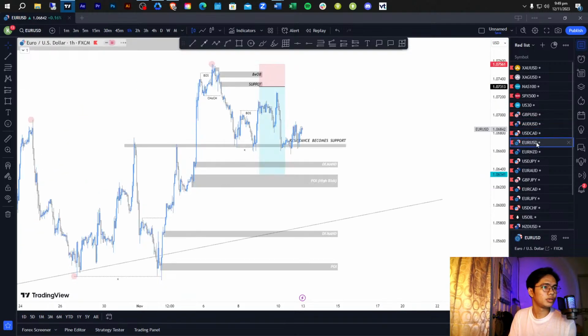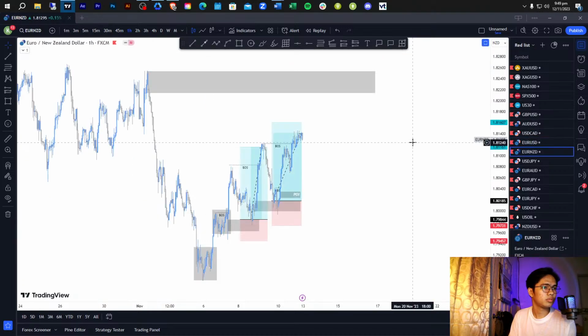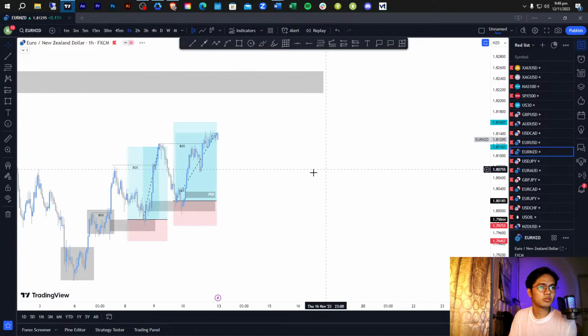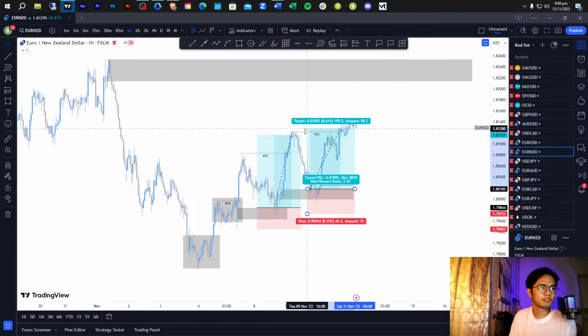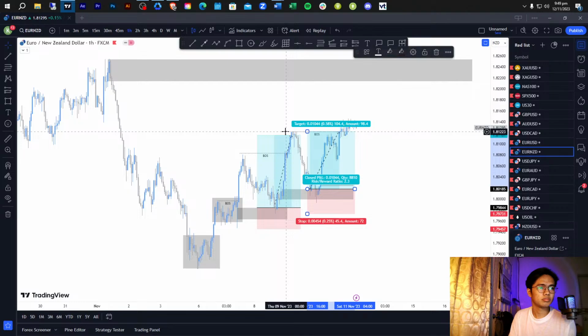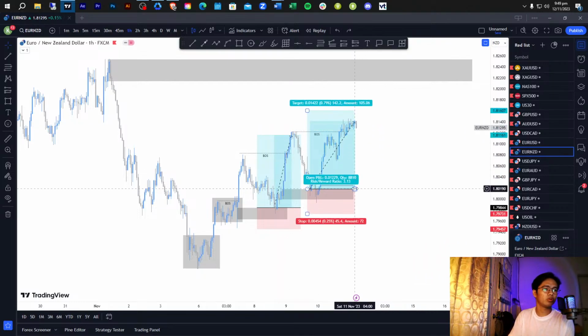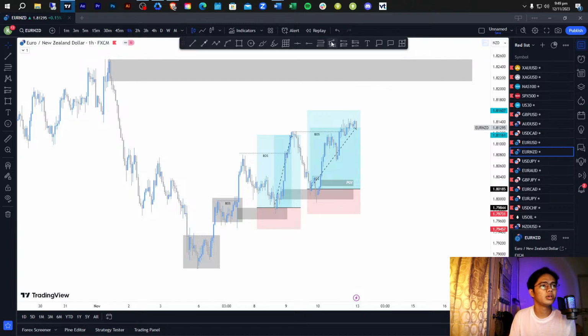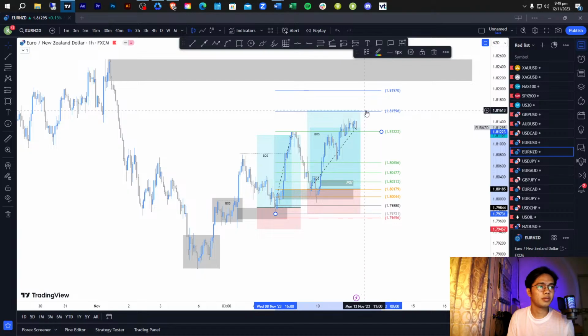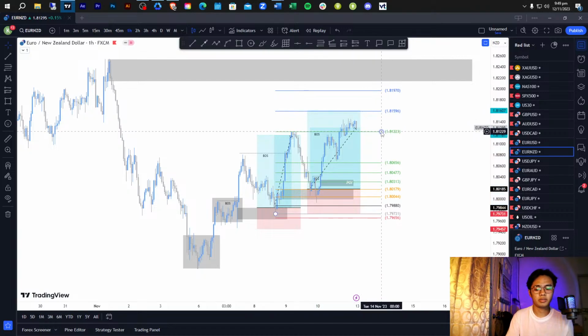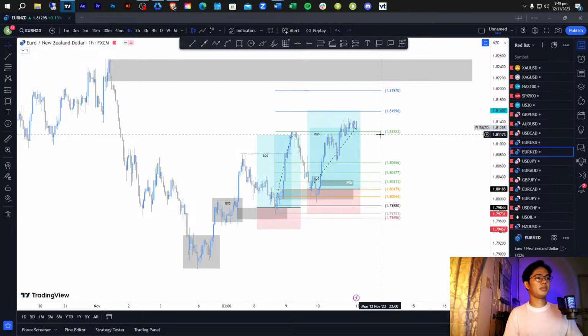We're finishing here with Euro USD, and we're on Euro NZD. On Euro NZD, we just hit this first TP on the 100% fib level, and we're looking for the price to mitigate our negative 25.